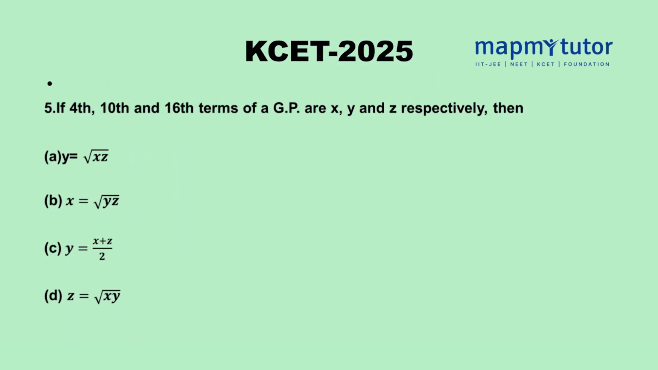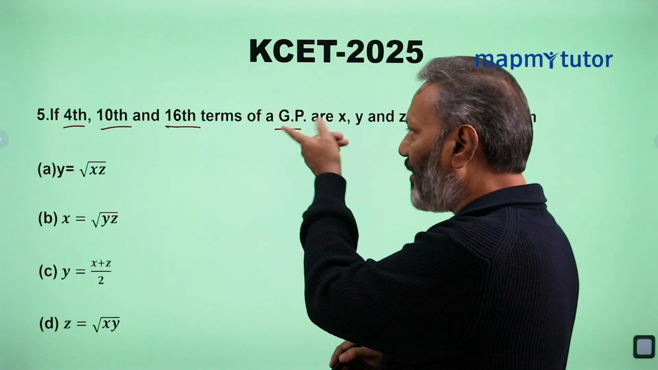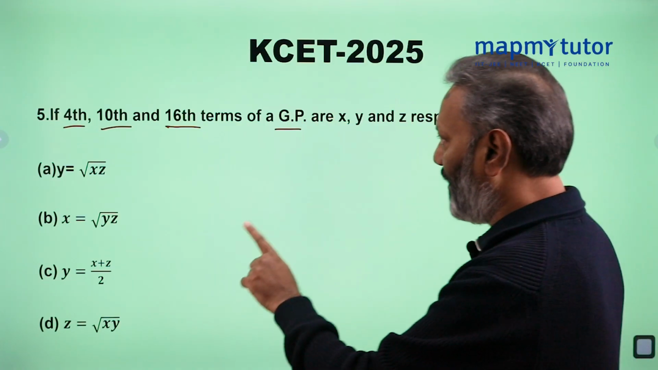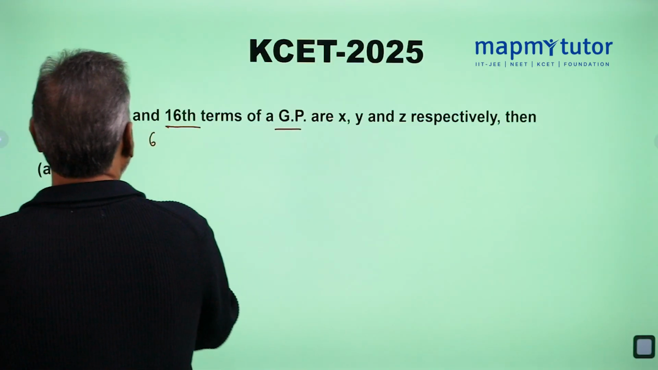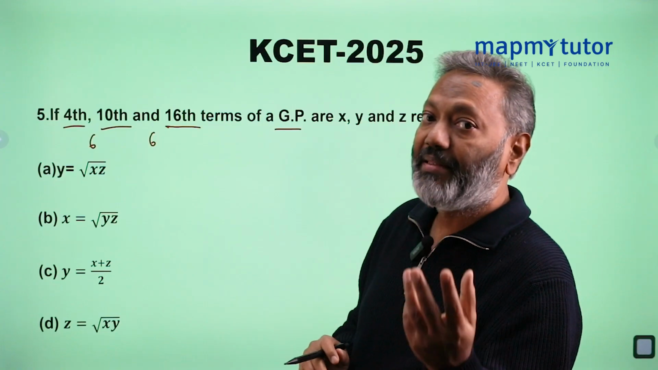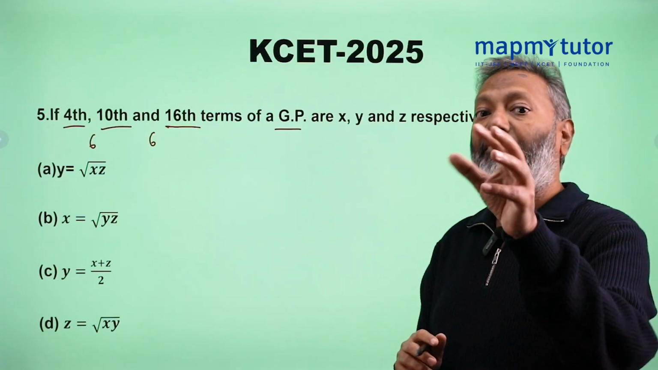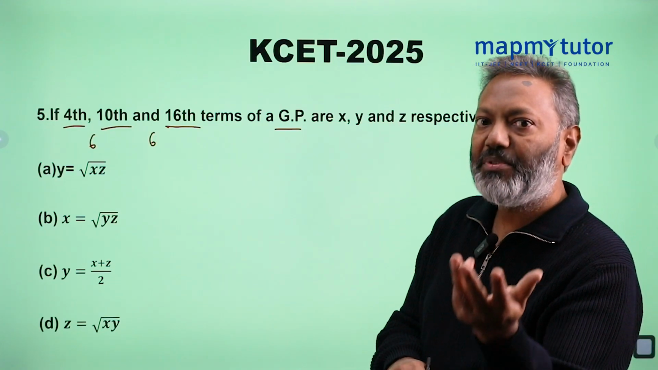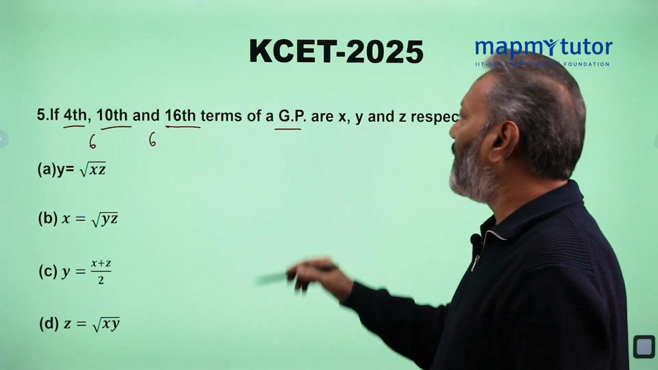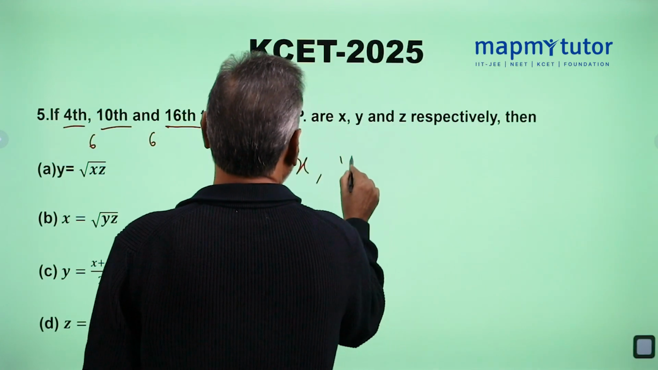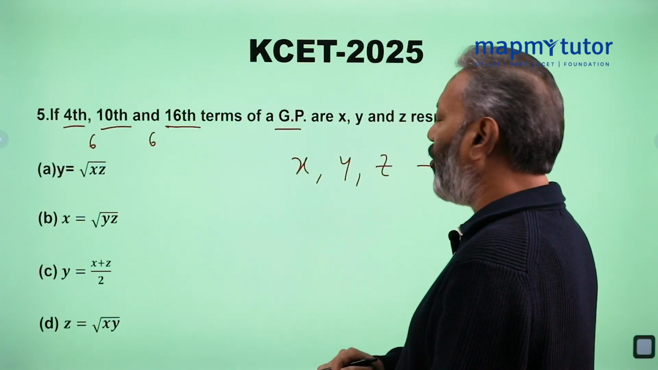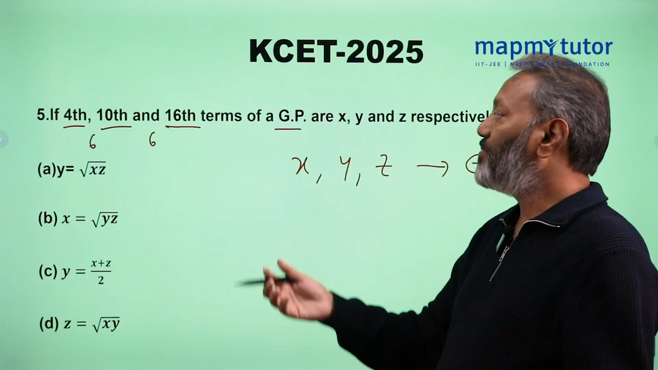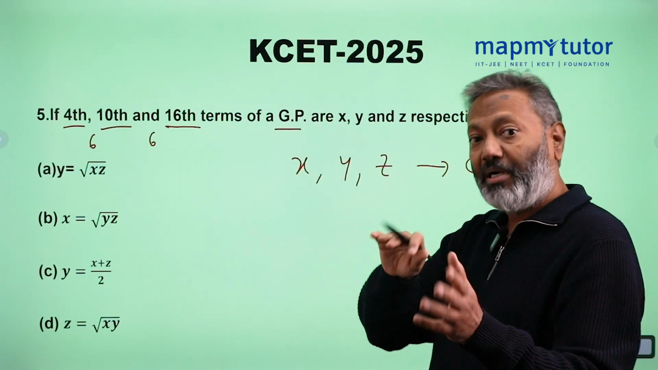The 4th, 10th and 16th terms of a GP are x, y, z. Look at the numbers 4, 10, 16. The gap between 4 and 10 is 6, 10 and 16 is also 6. That means I am taking 3 terms from a GP which are equidistant. So if 3 equidistant terms are taken, they also form a GP. Simple logic. That means x, y, z form a GP because they are terms taken equidistant, not consecutive, but equidistant.